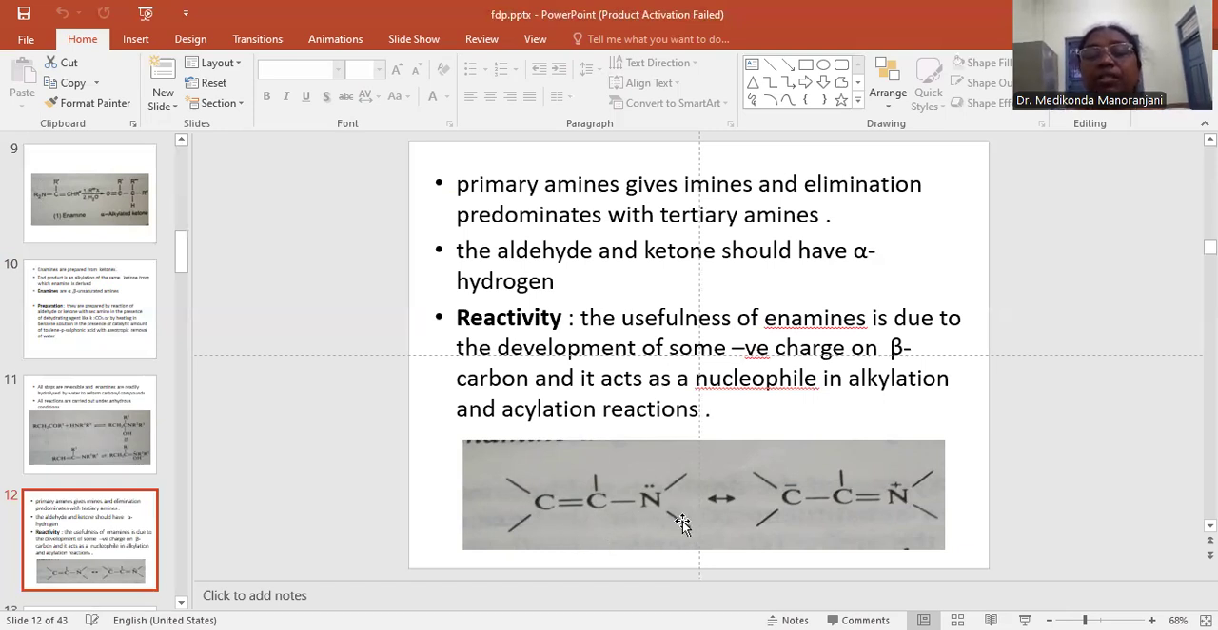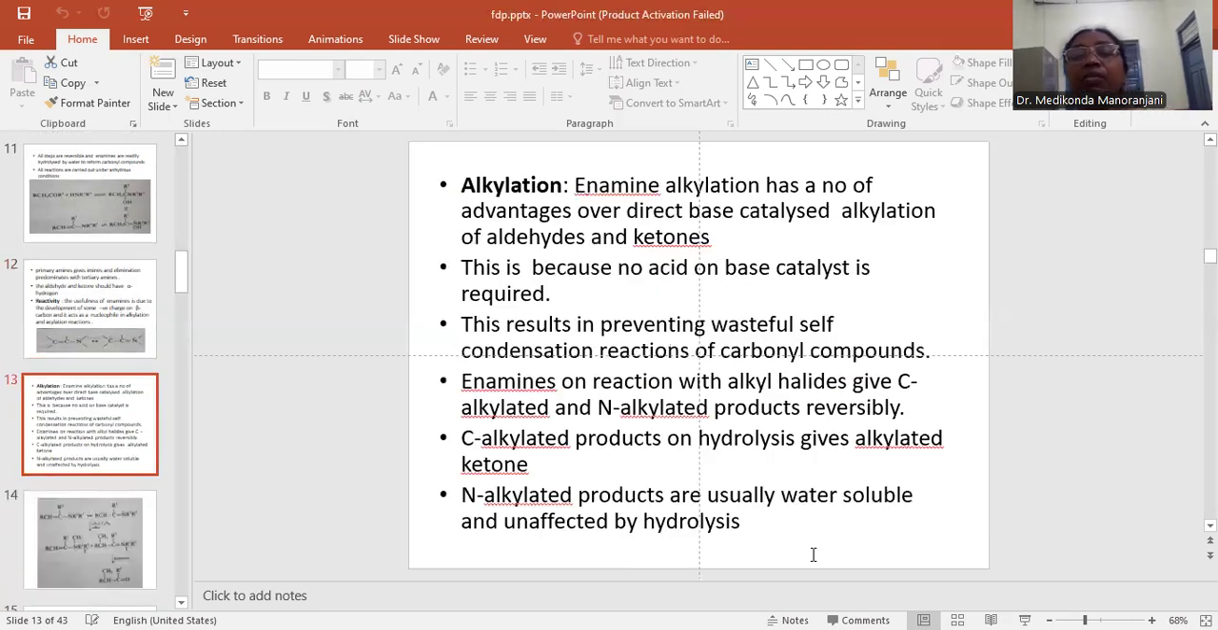in the following, this enamine is resonance stabilized. Here, nitrogen has a lone pair of electrons. When this pair of electrons is shared by nitrogen, carbon acquires a negative charge. So this acts as a nucleophile in alkylation and acylation reactions. Now let us see alkylation.